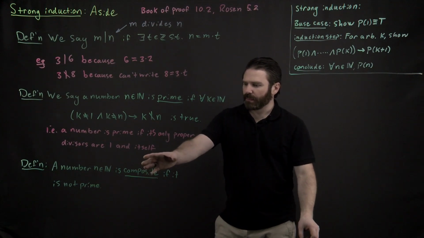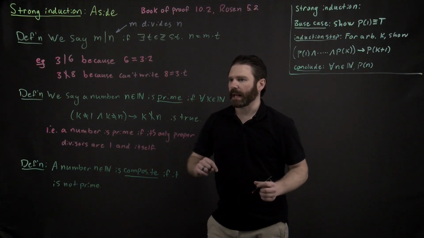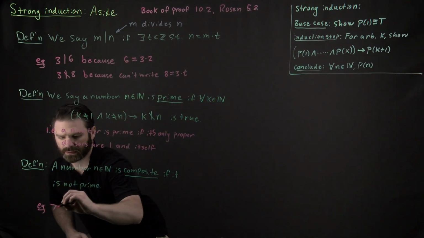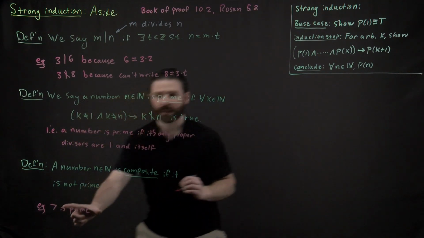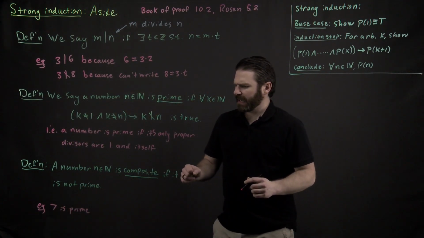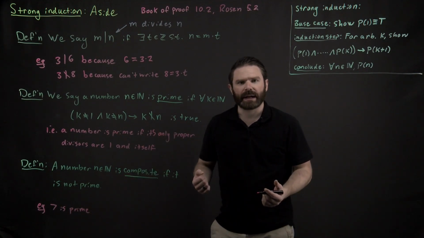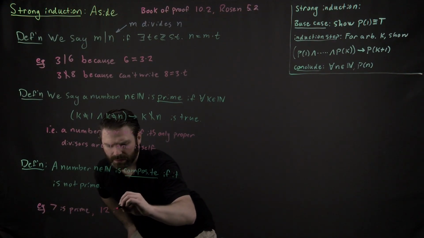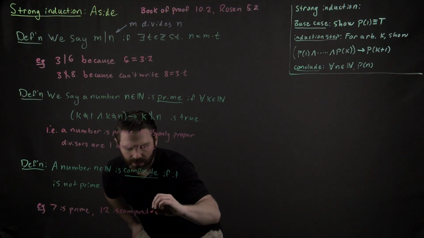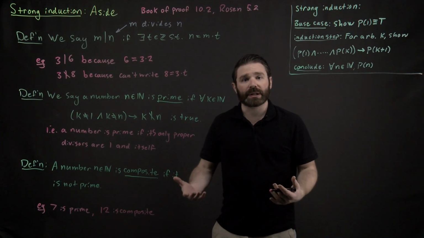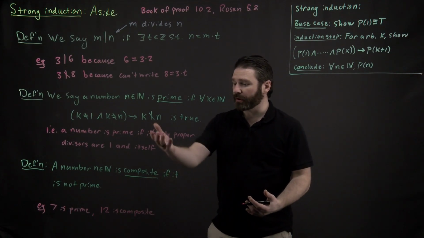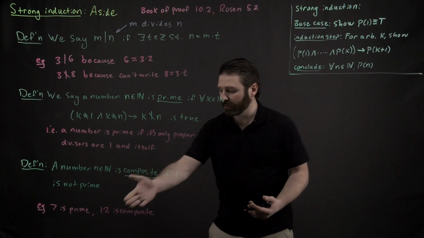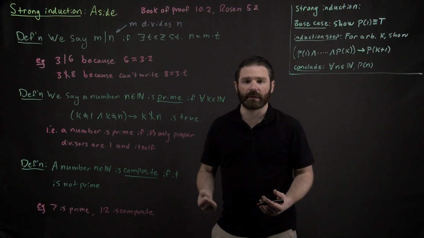So for a couple examples here, we know that, for example, 7 is prime. And it's pretty easy to check that the only natural numbers that can divide it are 1 and itself. And 12 is composite. The reason why it's composite is because there are other divisors besides 1 and itself. For example, 3 divides 12, and 4 divides 12, and 6 divides 12, etc.